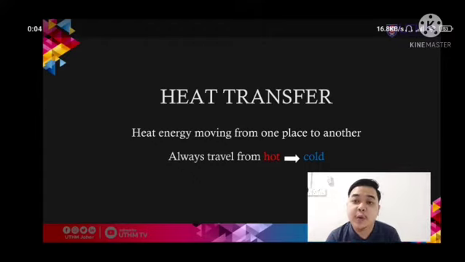Today I will present about our project, which is heat transfer. Heat is the form of energy that can be transferred from one system to another as a result of temperature difference. The transfer of energy as heat is always from the higher temperature medium to the lower temperature one, and heat transfer stops when the two mediums reach the same temperature.